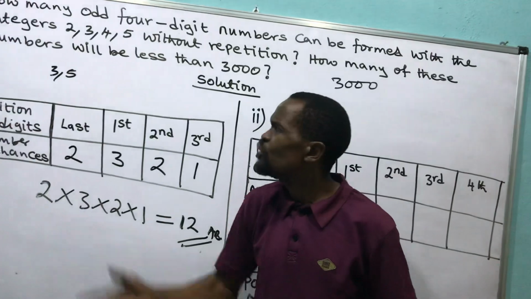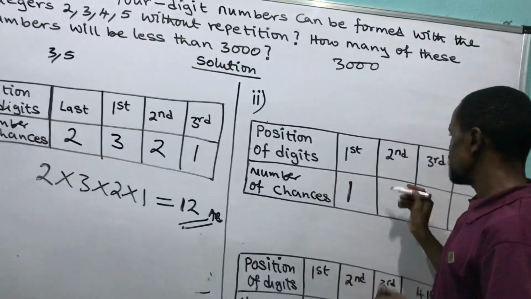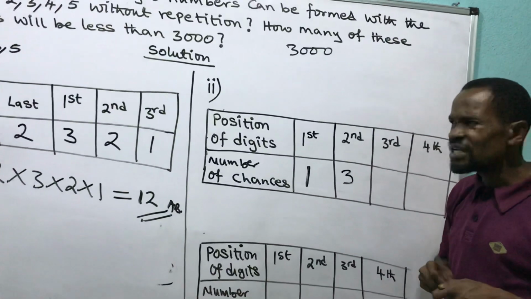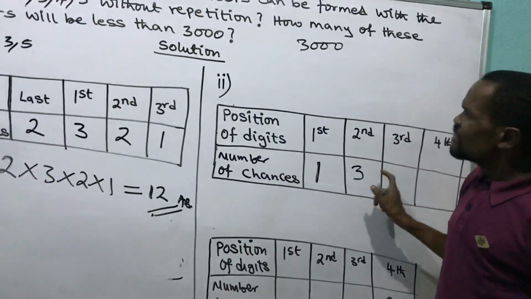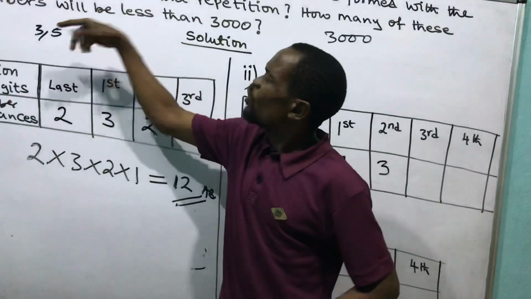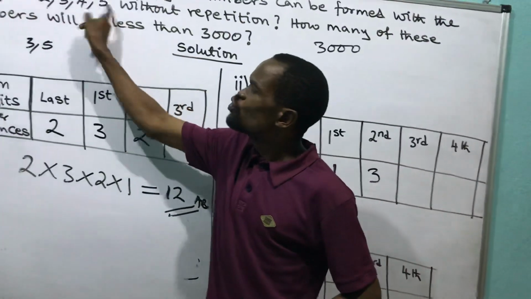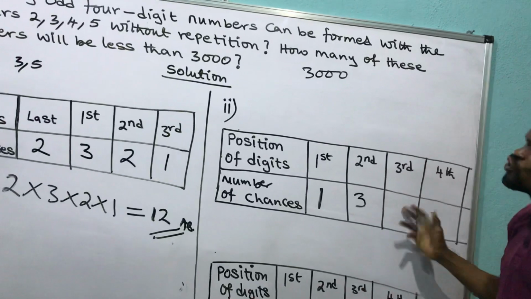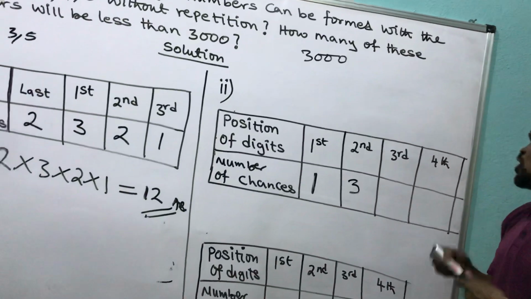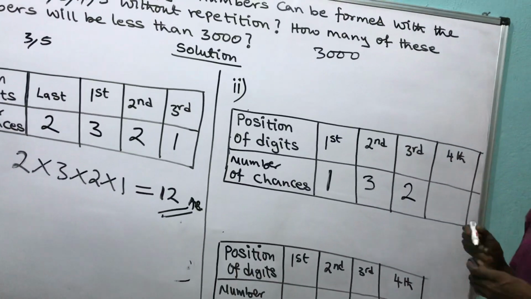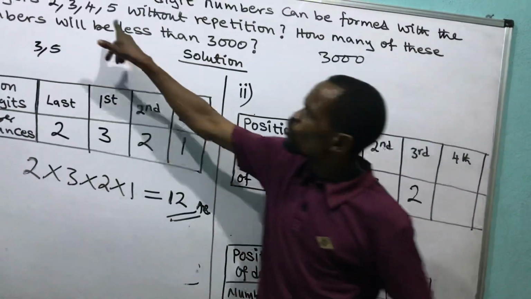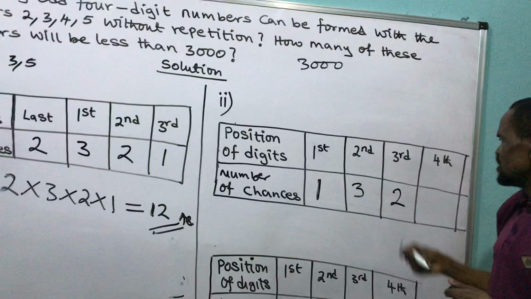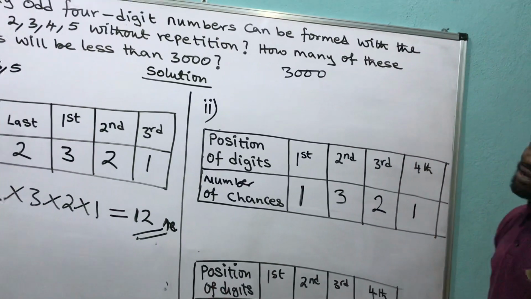So how many ways can we choose them? 3 ways. Are you getting what I'm saying? Then after I have taken 1 out of these 3, what will remain is 2. So how many ways can I take the third digit? 2 ways. After that, only 1 digit remains. How many ways will I take that digit? Only 1 way.